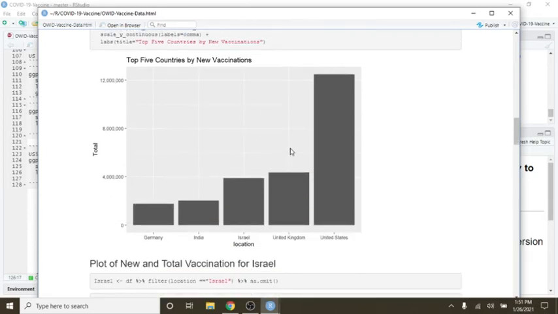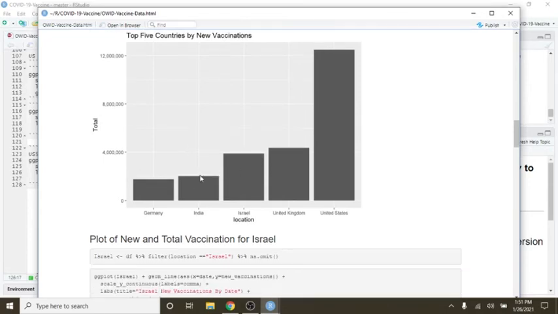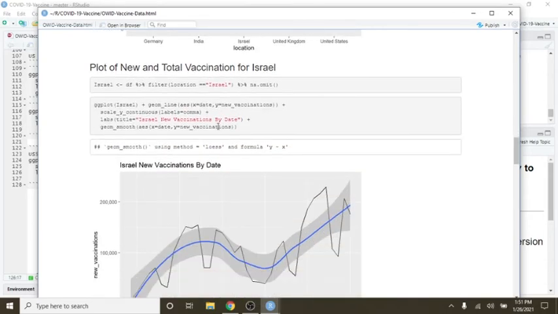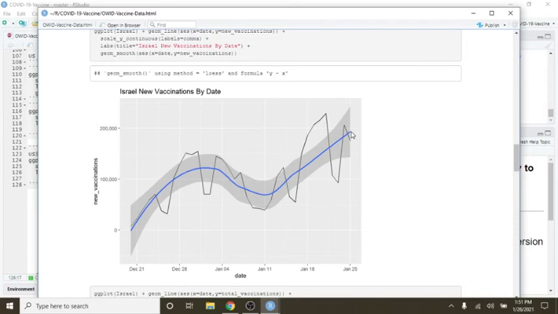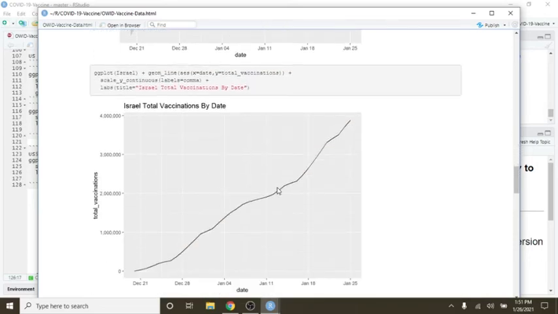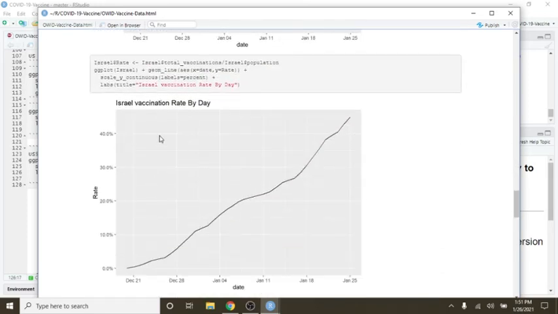Total vaccinations by the top 5 countries: you see that the U.S. has the most total vaccinations, but not the highest percent. United Kingdom and Germany. Now these are the cumulative total vaccinations. This is the total new vaccinations for the nation of Israel, 200,000. The cumulative total vaccinations about 4 million, and Israel's vaccination rate: so far, they've vaccinated about 45% of their population.